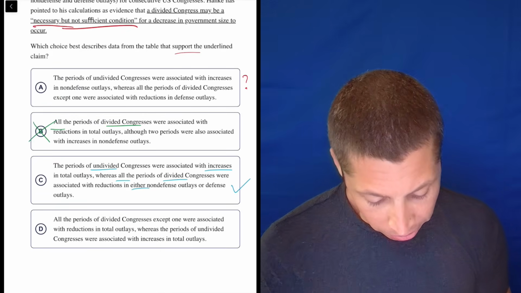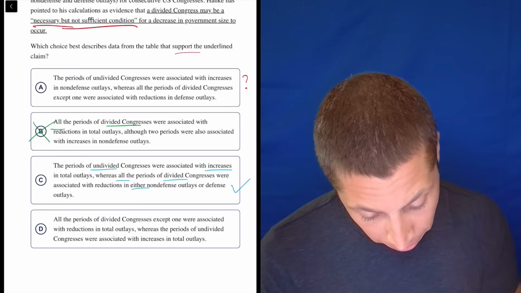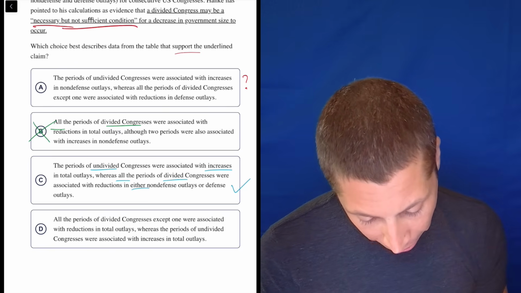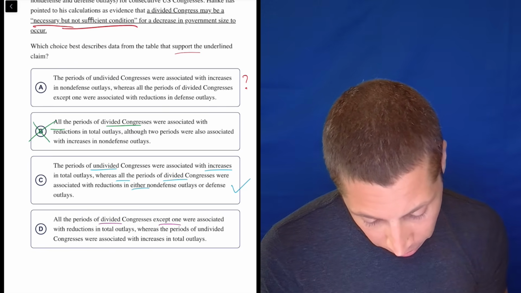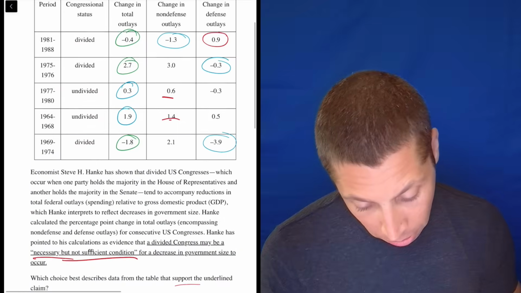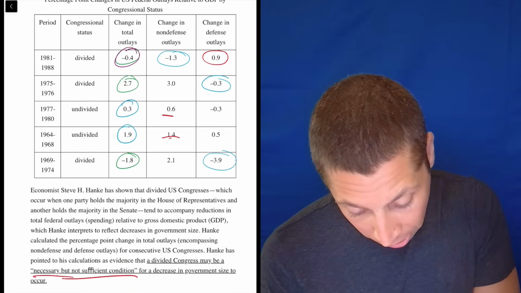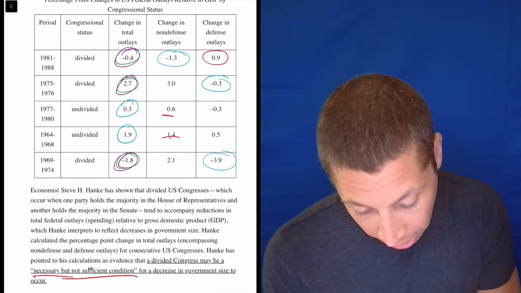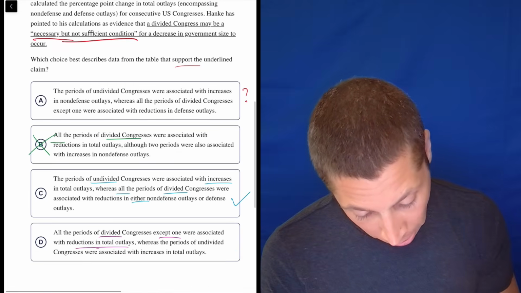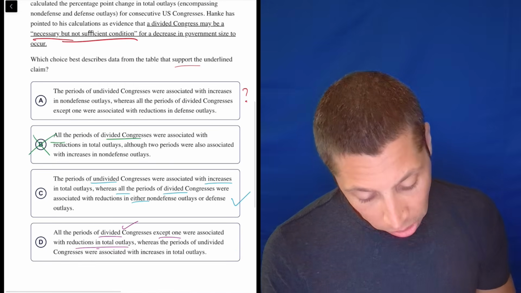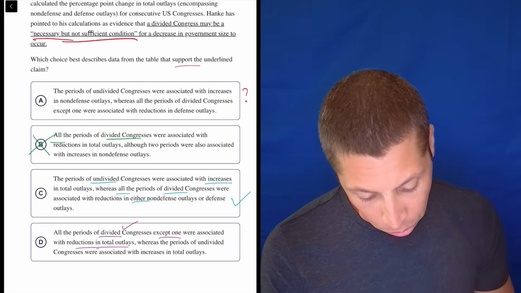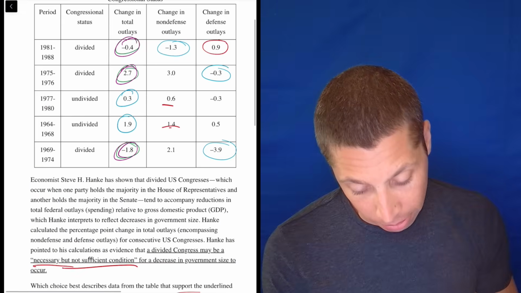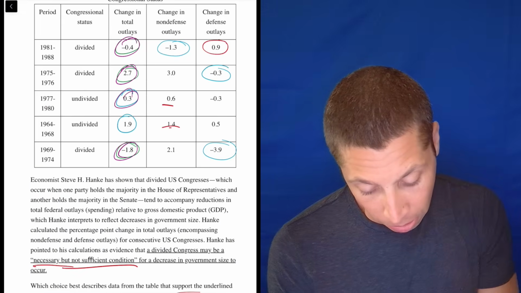D, all the periods of divided Congresses except one were associated with reductions in total outlays. So divided except one, reductions in total. So divided, that's a reduction. That's not a reduction. That is a reduction. So that's true. Check. Whereas the periods of undivided Congresses were associated with increases in total outlays. I mean, that's true too. So that's all this.